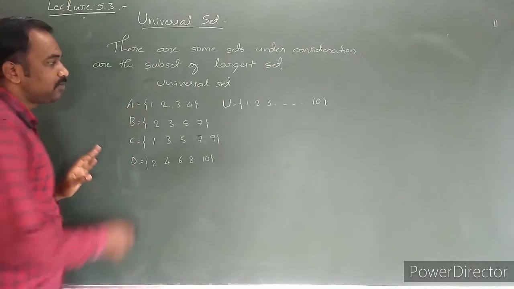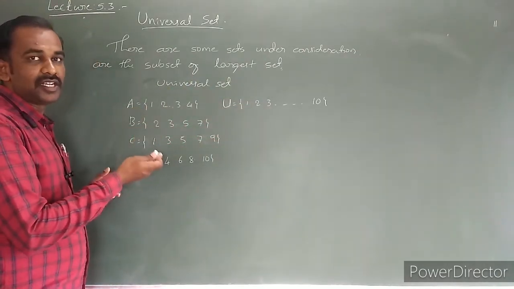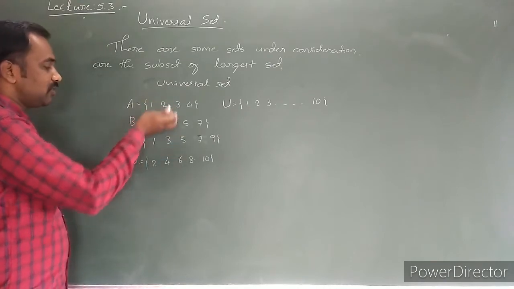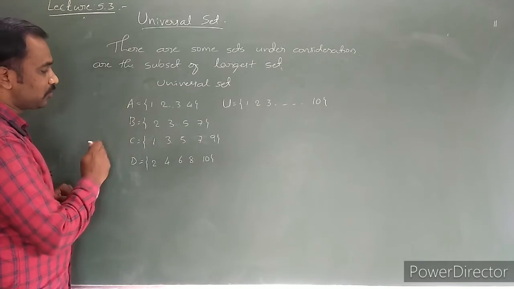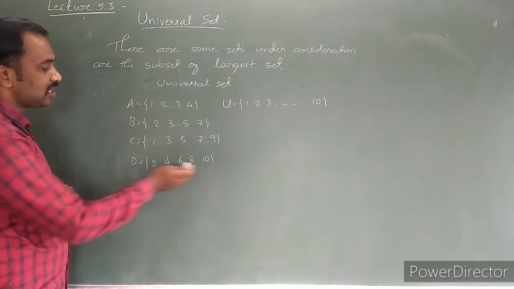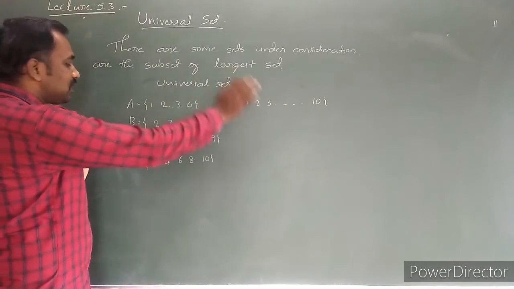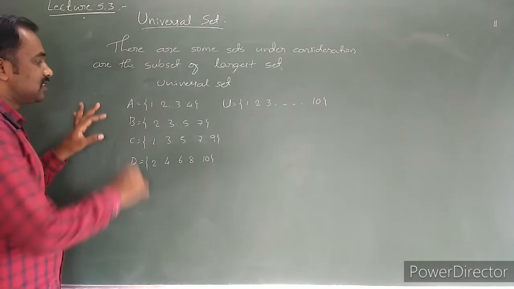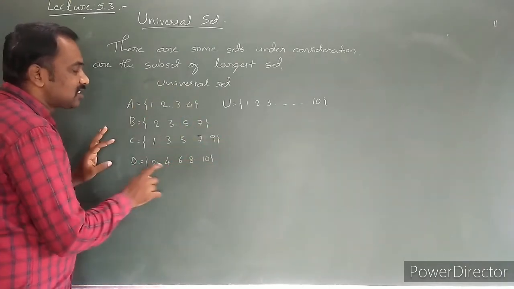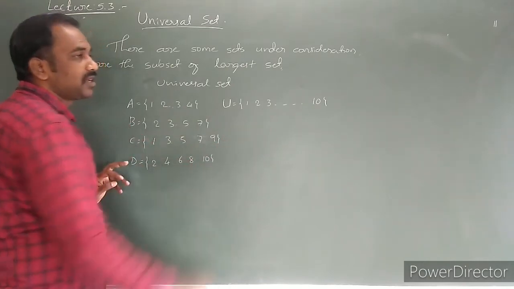Out of these 5 sets, which one is the largest set? The largest set depends on their cardinality. How many elements are present in it? Here 4, here also 4, here 5 elements, here also 5 elements, and here 10 elements are there. Out of these 5 sets, U is the largest set. The sets under consideration are the subsets of the largest set.